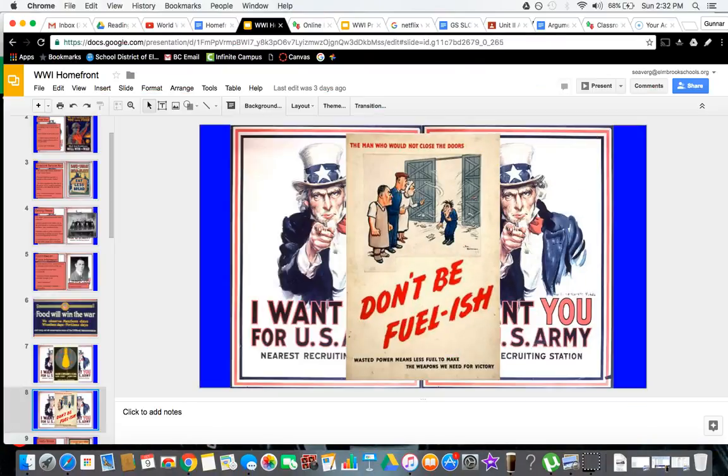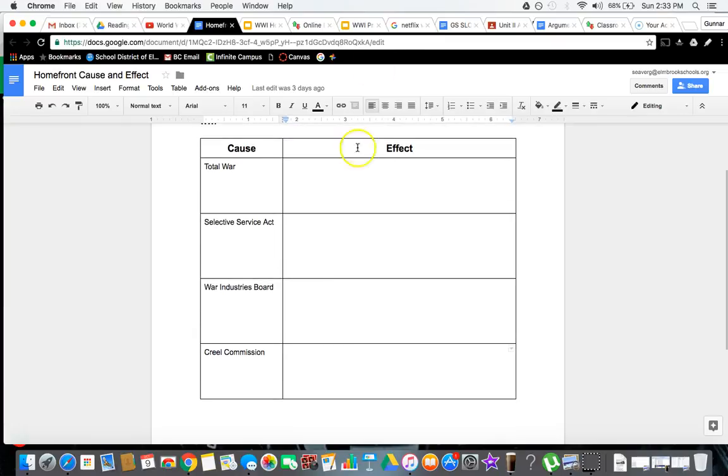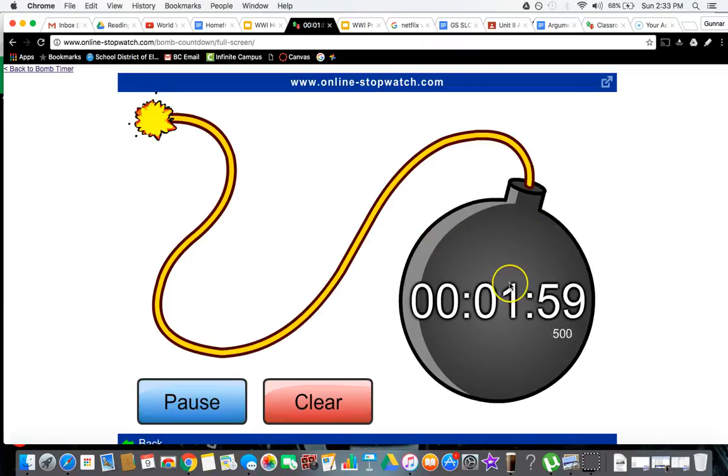So I want you to switch back into that document. The cause and effect one, you have the cause here, the Creel Commission, but what could some of the possible effects be? I am going to give you guys 2 minutes to think of that quickly. Write down as many possible effects as you can think of.